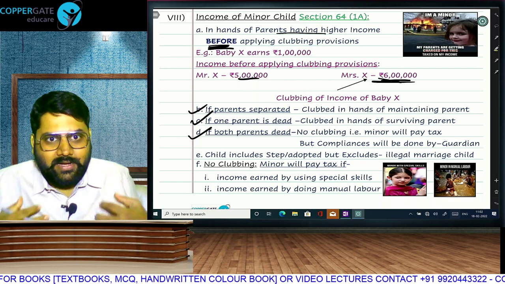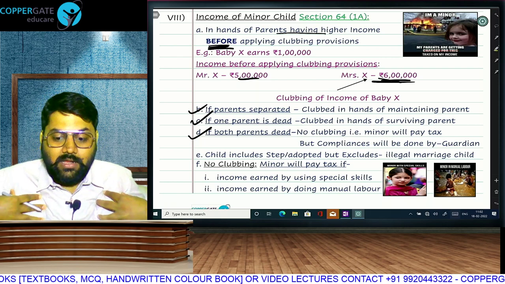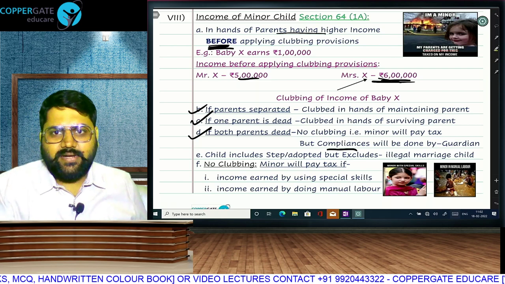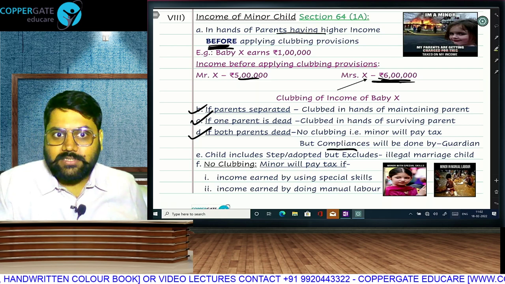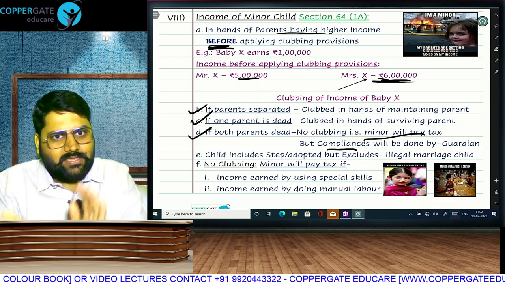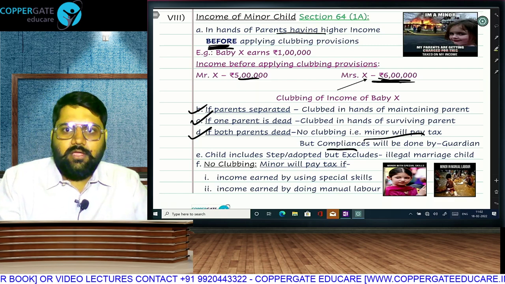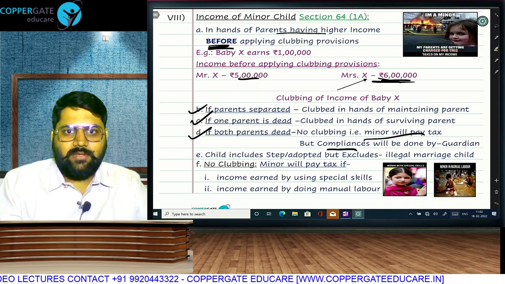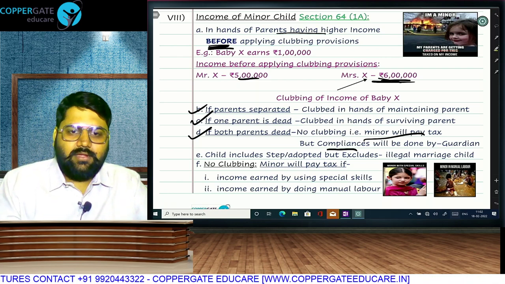Clubbing means to add in my income. If I am the guardian, I will not add in my income. I will do compliances. I will file return on behalf of the minor, be present, pay tax. I will only do the compliances. I will not add in my income. We will make the minor's computation and make the guardian do all the responsibilities. Compliances will be done by the guardian. There will not be any clubbing provision.